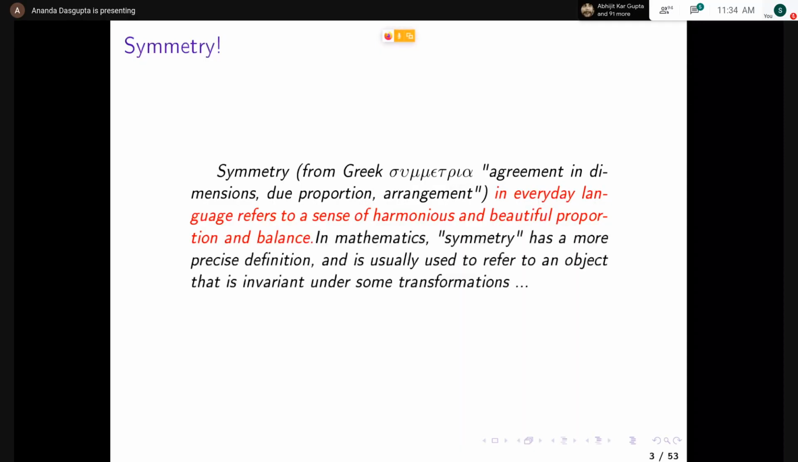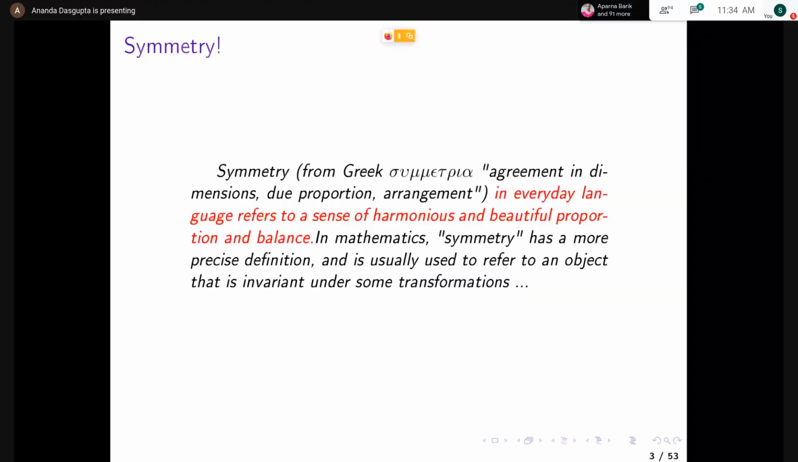But it also goes on to say in mathematics, symmetry has a more precise definition and is usually used to refer to an object that is invariant under some transformations. So we will spend quite some time in this part, the mathematics definition part, or its applications to physical systems. But before we go there, let's do something about this beautiful proportion and balance thing. So let's take a look at a few pictures of symmetric objects.